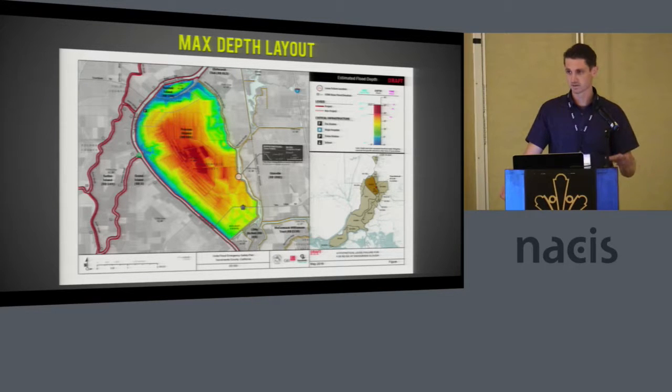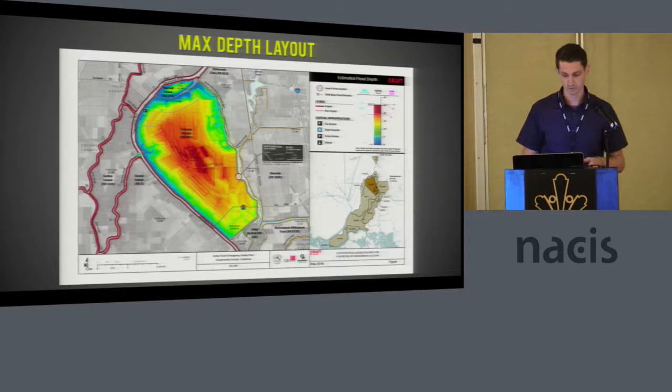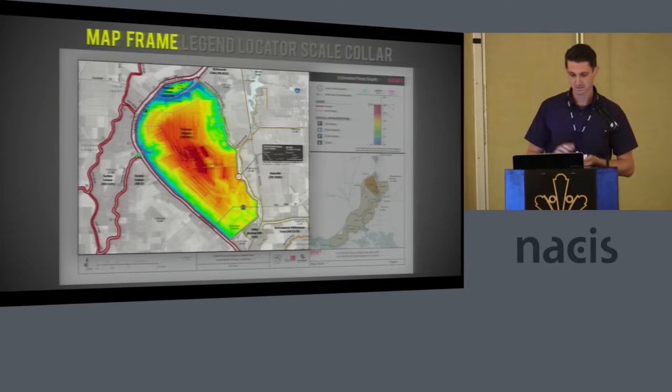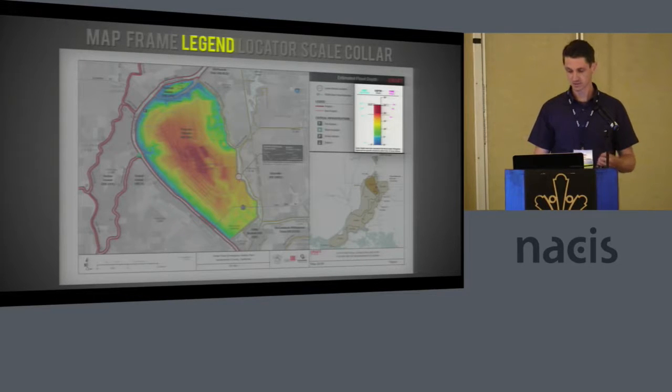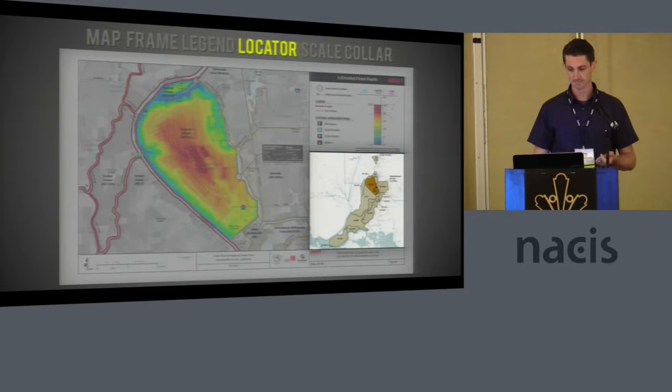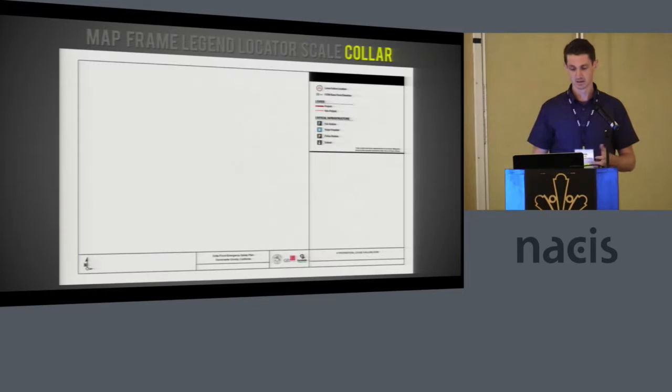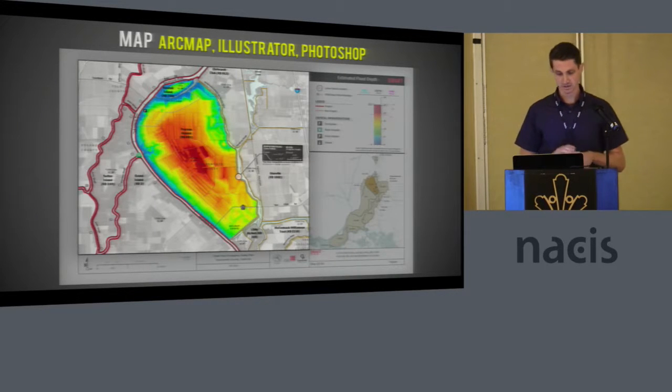So I'll break it down into its components and then show you how each is created and then pushed into InDesign to auto-generate 25 map layouts. The components, just quickly: the map frame, the legend, the locator map, scale bar, and the map collar. Now I'll get into how each of those components is created.